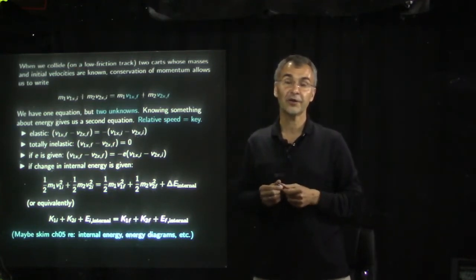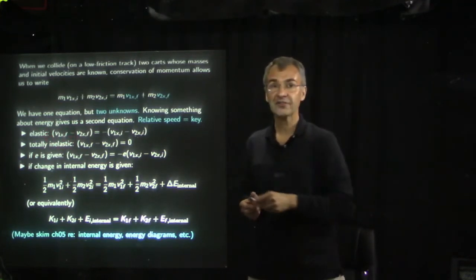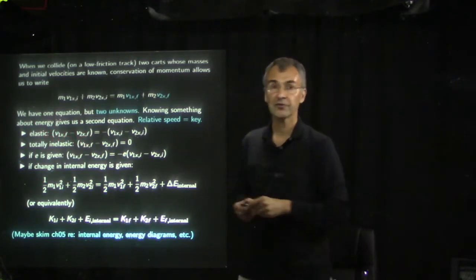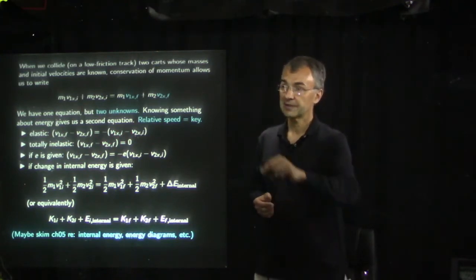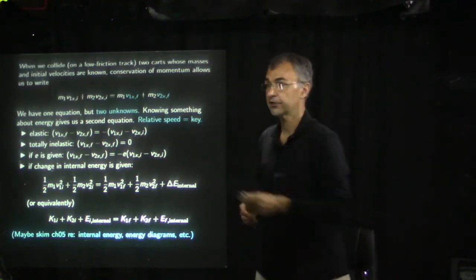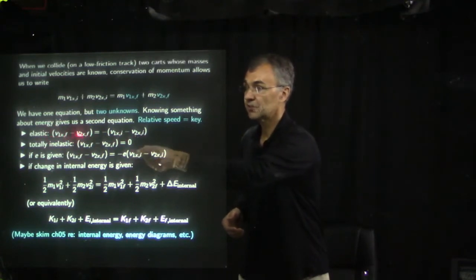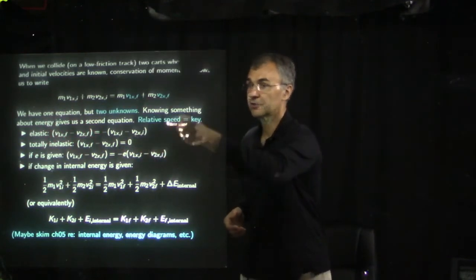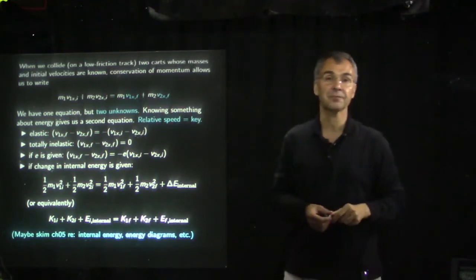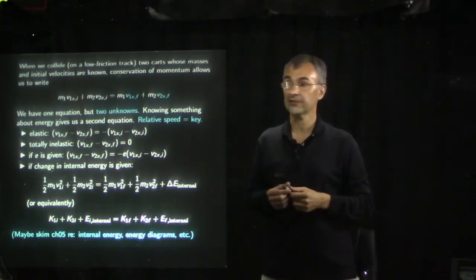And the key is knowing the relative speed of the two objects after the collision, or in particular the relative velocity. So if the collision is elastic, then v1x final minus v2x final is just minus (v1x initial minus v2x initial). So this is a nice linear relationship between your two unknowns, because presumably you know the initial velocities. And here's another nice relationship between your two unknowns using momentum. And then you have two equations and two unknowns. You can figure out the two final velocities.